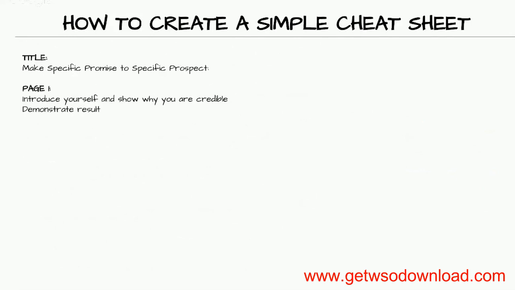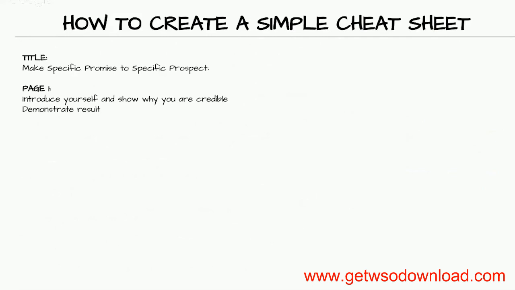Page 1. And keep in mind, guys, this is a base. You don't have to do it exactly like I'm showing you, the number of pages. This is just a basic outline that you can use. Okay. Page 1, introduce yourself and show why you are credible. Demonstrate the result. So at this point, you're doing a little pre-framing. You're introducing yourself, who you are. You're showing some results or some reasons why you're credible so that they keep reading to the second page.